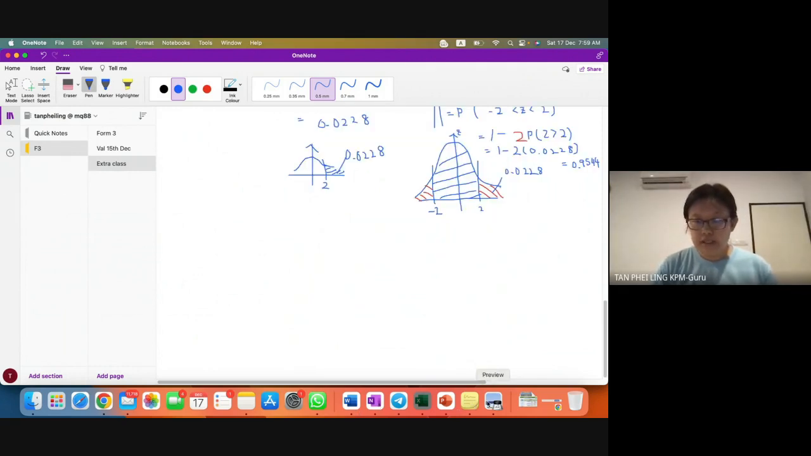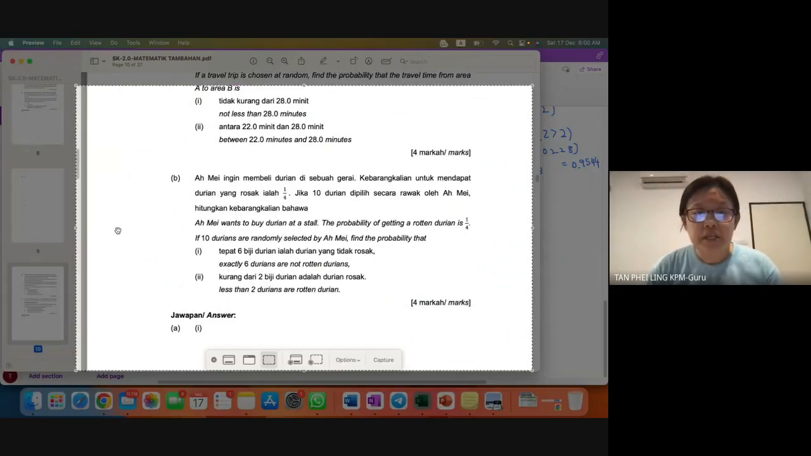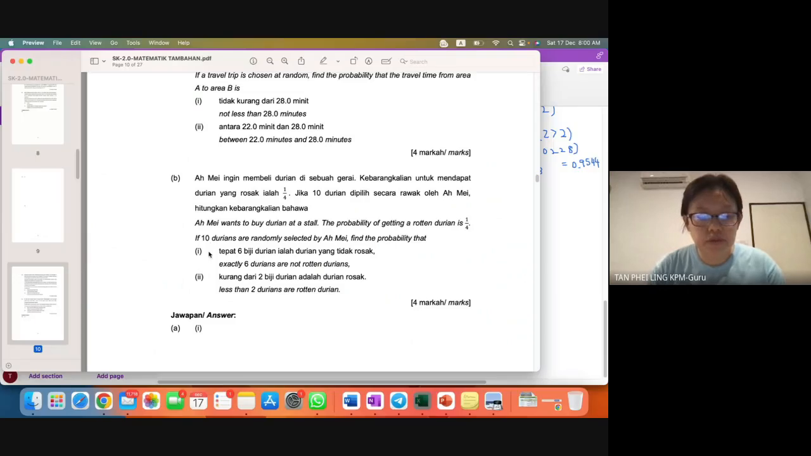Let's move on to part B question. Okay, let's take out this one. Part B usually will be discrete random variable, because the questions will be like that. If we have one question on normal, another question will be discrete random variable.